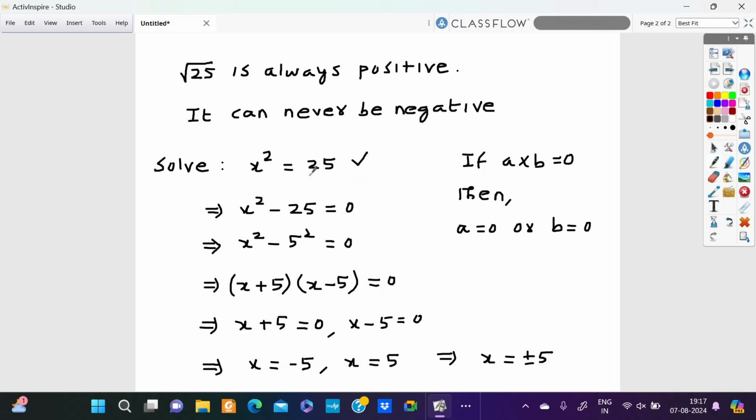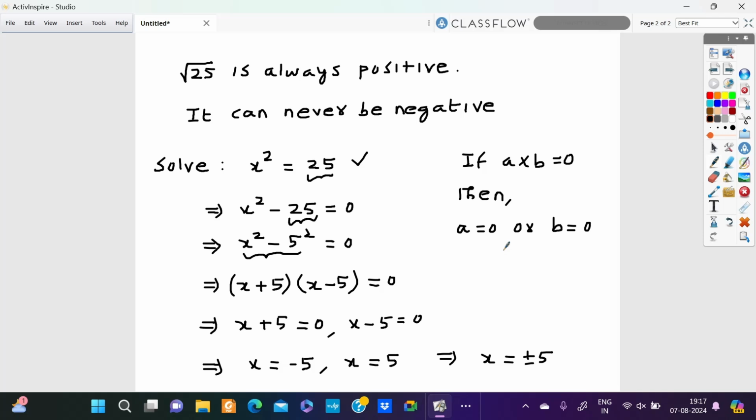I move this right hand side 25 to the left hand side. It's negative 25, which is equal to 0. And in the next step, I just write 5 square instead of 25. So we have x square minus 5 square is equal to 0. Now I use the difference of two squares, and we all know that a square minus b square is a plus b times a minus b. So x square minus 5 square is equal to x plus 5 times x minus 5.